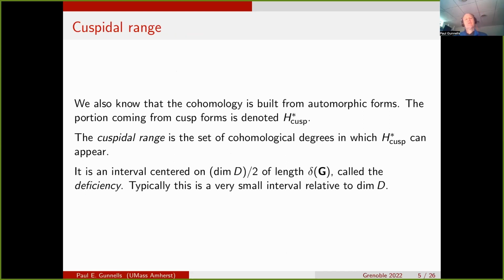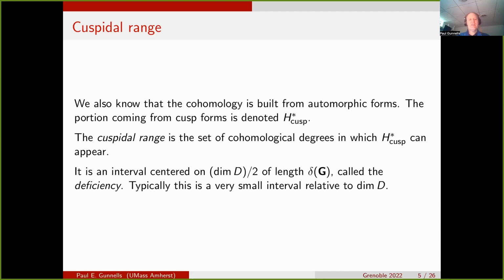Okay, now the cohomology is built from automorphic forms, and this was discussed by Haluk today. There's a certain subspace of this coming from the cusp forms. It's called the cuspidal cohomology, okay? And the cuspidal range is the set of cohomological degrees in which this can appear. So this is clearly, by almost any stretch, the most interesting part of the cohomology, the most mysterious part of the cohomology. And typically it's a very small piece of the cohomology.